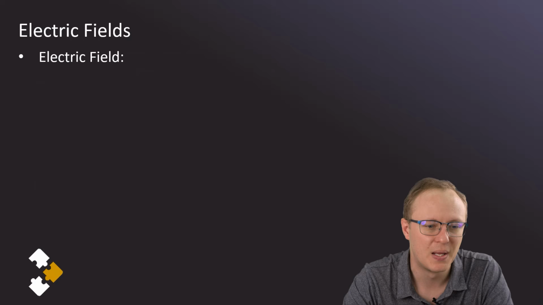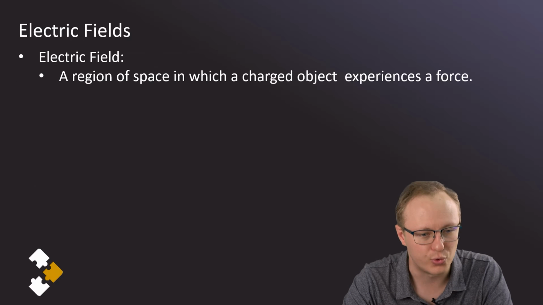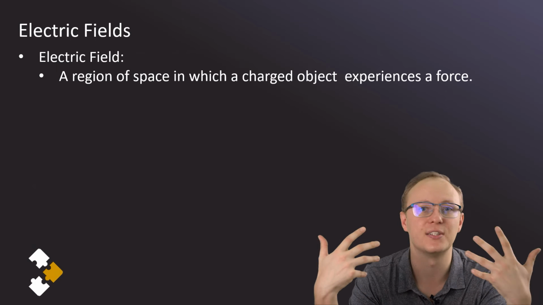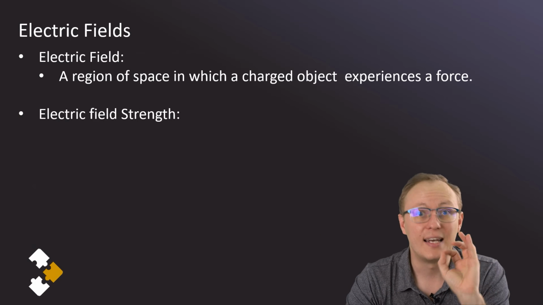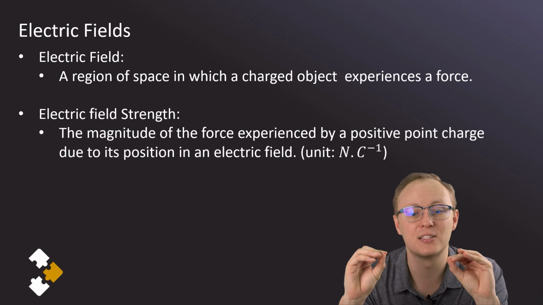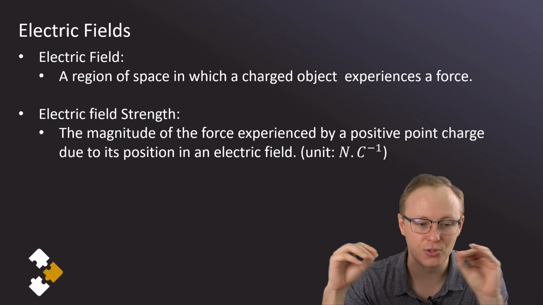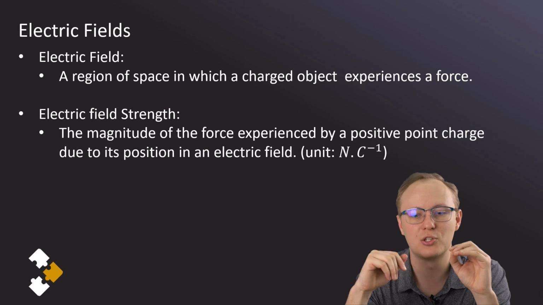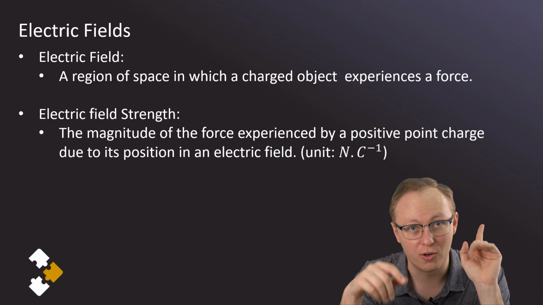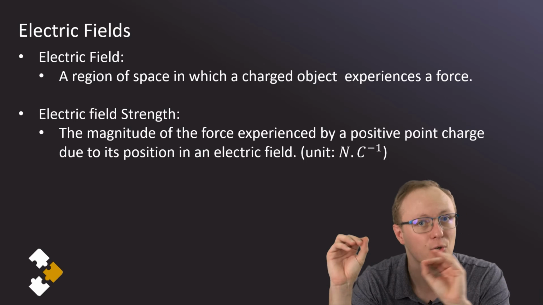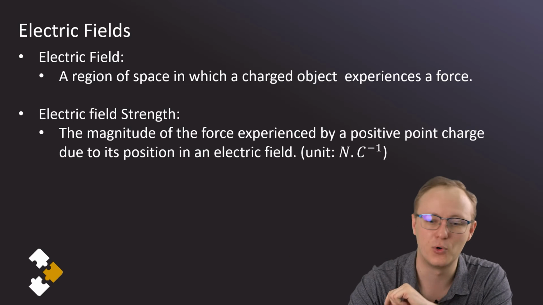So now we're going to talk about electric fields specifically. An electric field is a region of space in which a charged object is going to experience a force. Electric field strength is the magnitude of the force experienced by a positive point charge due to its position in an electric field, right? And that positive point charge has to be a charge of 1 coulomb. So it's going to be the force experienced per coulomb of charge at that particular point in the field.